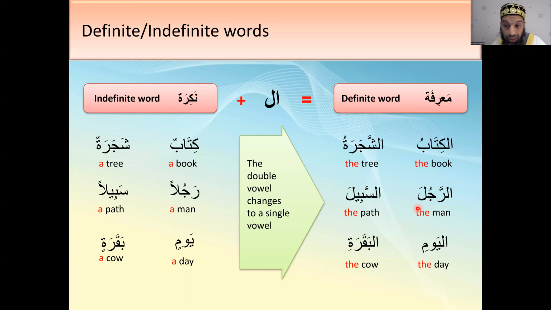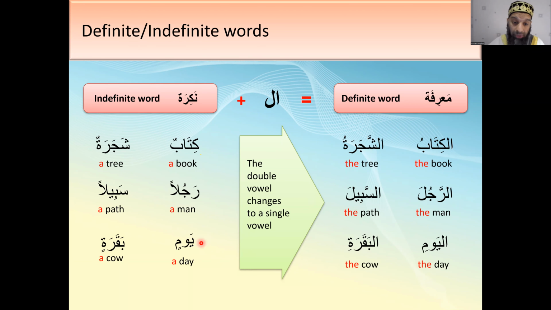Ar-rajula. The alif lam has come, so it's made it into the. Some ink has come on here, so you have to drop off some ink on that side. What happens is the double becomes a single. Because it's become a single, the alif has disappeared as well, because the alif only appears on a double fatha ending, right? Sabilan becomes as-sabila. So you need to be able to translate now when it is a man and when it's the man, when it is a path, when it is the path.